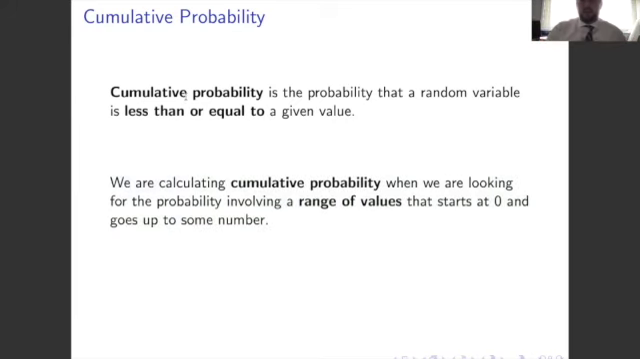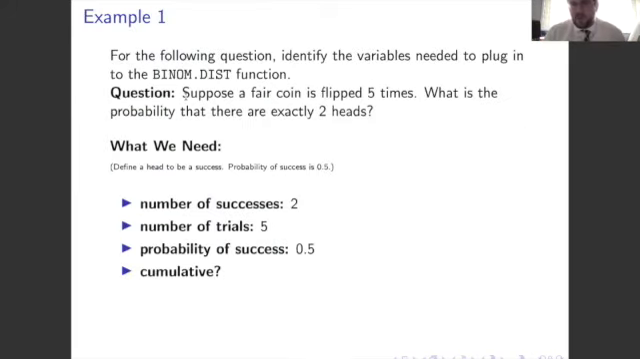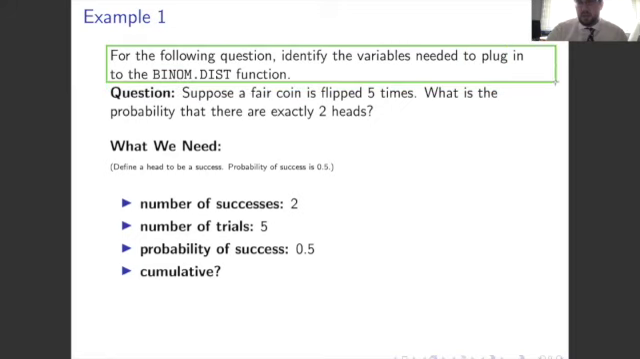So let's see some examples of what this might look like. All we're going to try to do here is identify what we would plug into our binom.dist function, or what are the key pieces we need for this binomial distribution. Here's the question. Suppose a fair coin is flipped 5 times. What is the probability that there are exactly 2 heads? To make this be a binomial probability problem, we need to identify a success and the probability of success. So we are defining a head to be a success. And the probability of success then is 0.5. There's a 50-50 chance. Since it says 2 heads, we're looking at 2 successes.